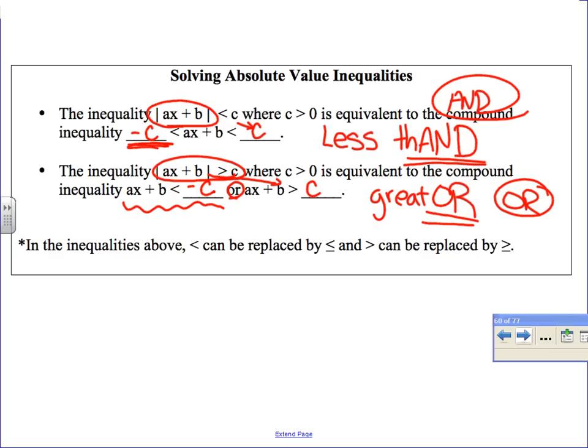Okay, and the last part here says, in the inequalities above, less than can be the same thing as less than or equal to, and greater than can be the same thing as greater than or equal to.